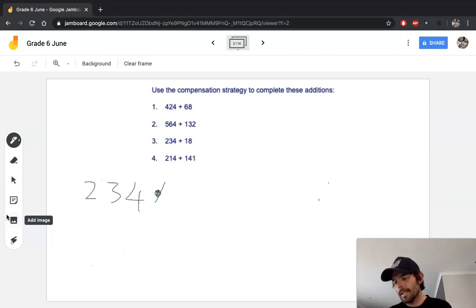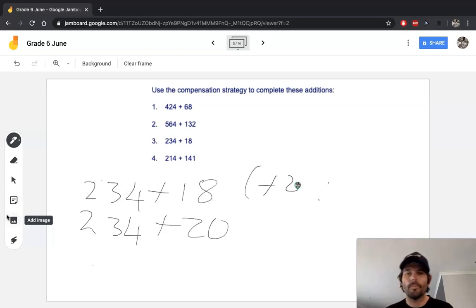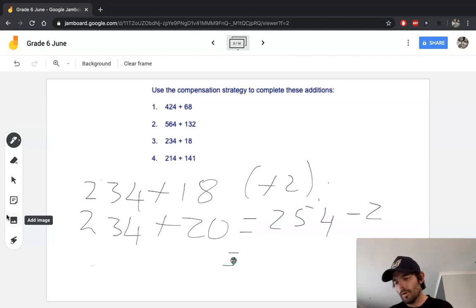234 plus 18, you guessed it, we're going to add 20, so we've given 18 2 more. Okay, we know that that's going to be 254, and then we must just take 2 off, and that's going to give you 252.